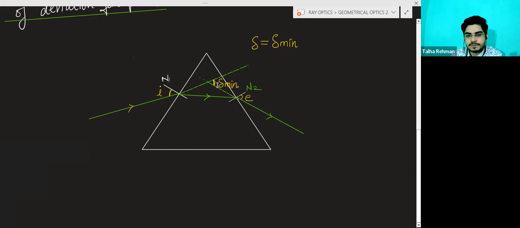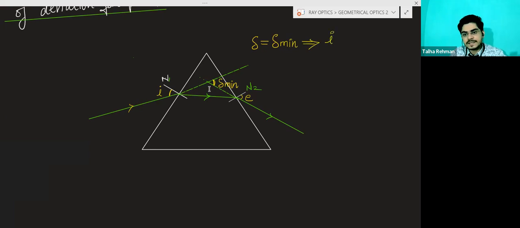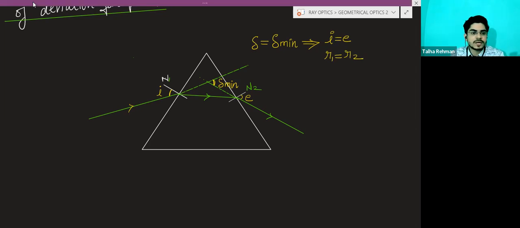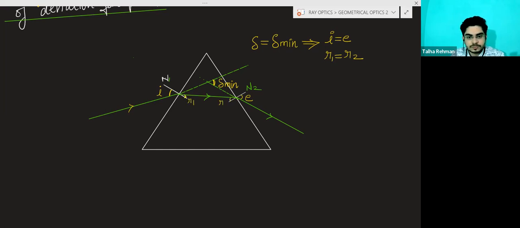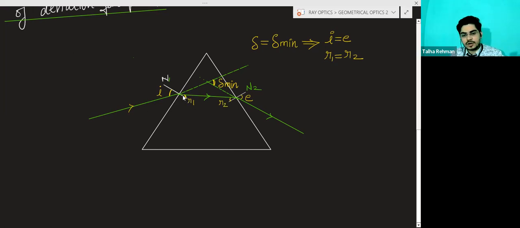So for this ray, for this incident angle, if the angle of deviation is the minimum, then you can say that the incident angle is also equal to the emergent angle. And you can also say that R1 is equal to R2. Now this angle will be R1 and this angle will be R2. This angle R1 is the angle of refraction for this surface. R2 is the angle of incidence for this surface. We have discussed that with the normal, the ray is making an angle, that is the angle of incidence. So R1 is equal to R2.